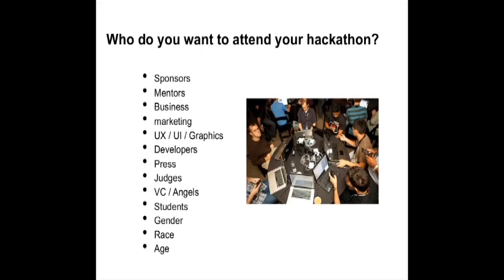And then, of course, developers, but you've got to also think about the press, who you want there as judges. If it's startup-oriented, you want to think about VCs and any angels that you can get there. Think about the age range, whether you want students or older folks there, or a mix. And then think about race and gender.